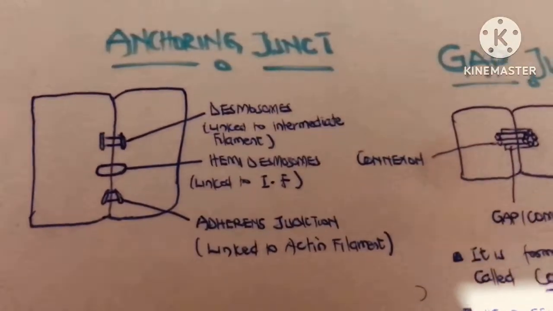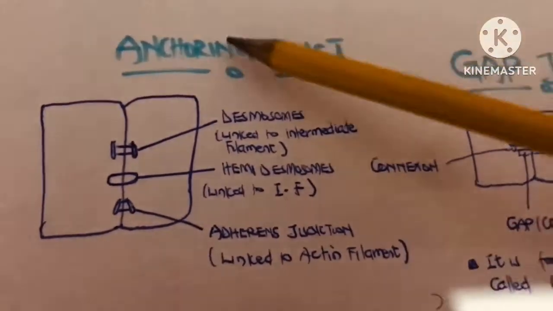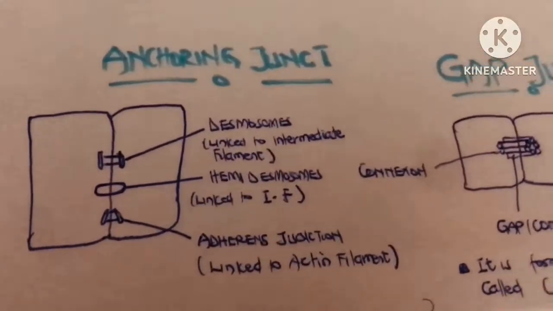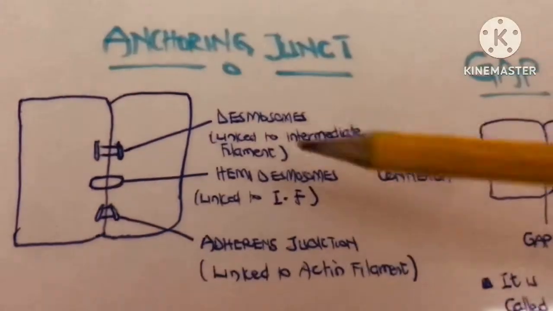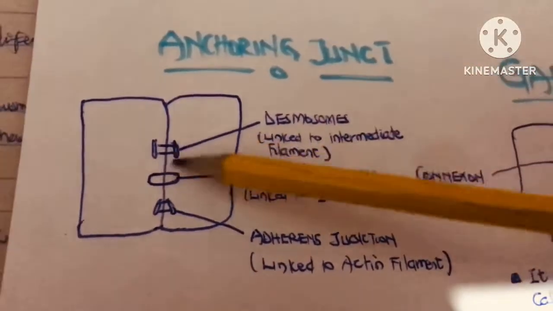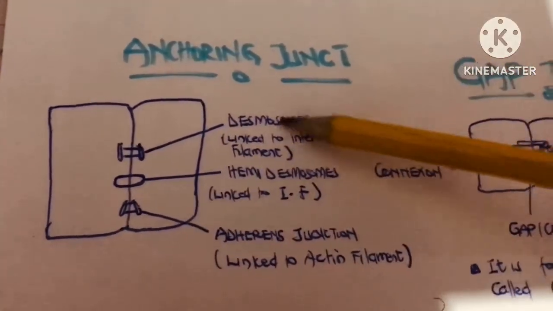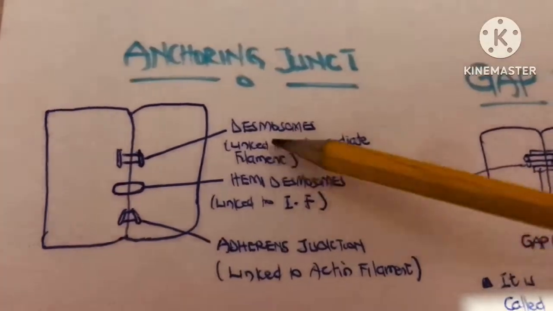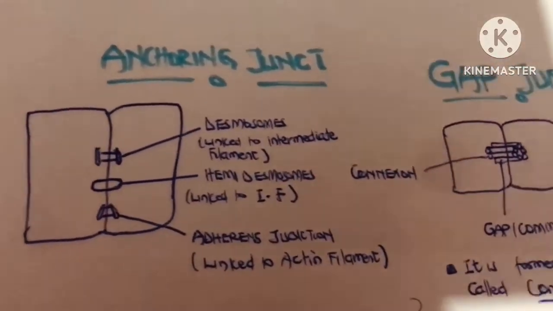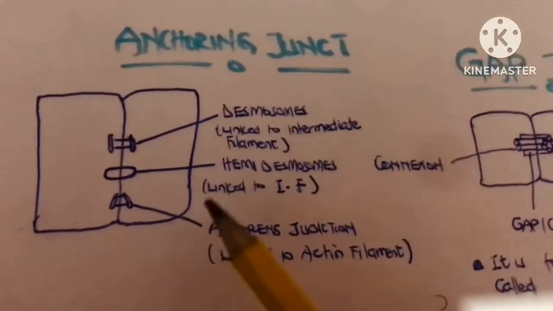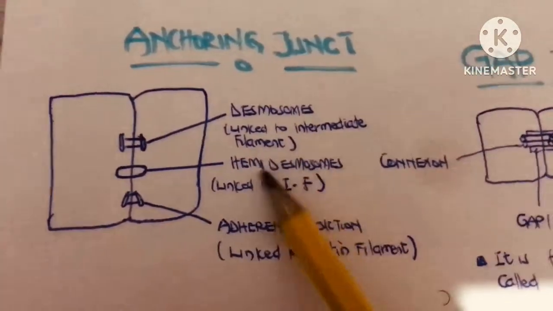The last one is called anchoring junction. This anchoring junction is further divided into 3 parts. We have the first part called desmosomes. And these desmosomes, they are linked to what? Intermediate filaments. You can see that they are being linked to what? Intermediate filaments. We also have the next one called hemidesmosomes.